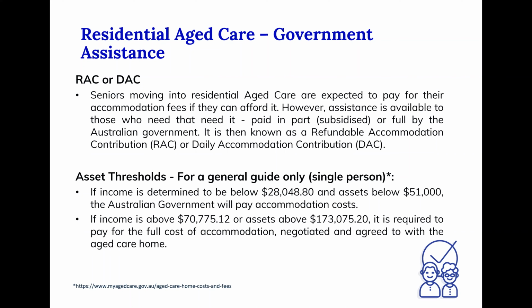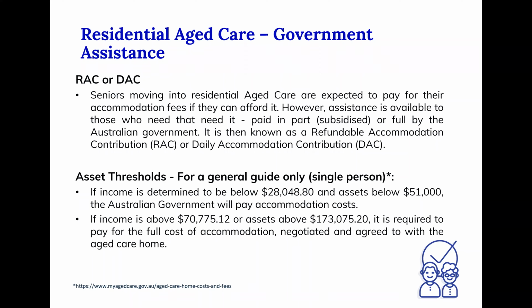And if it is partly subsidised, you'll then start paying what's called the refundable accommodation contribution or the daily accommodation contribution, which is basically a subsidised payment that you will make. When you are paying the RAC or the DAC, it usually will come between these asset thresholds. So for a general guide for a single person, if income is determined to be below $28,048 and assets below $51,000, the Australian government will pay the accommodation costs.